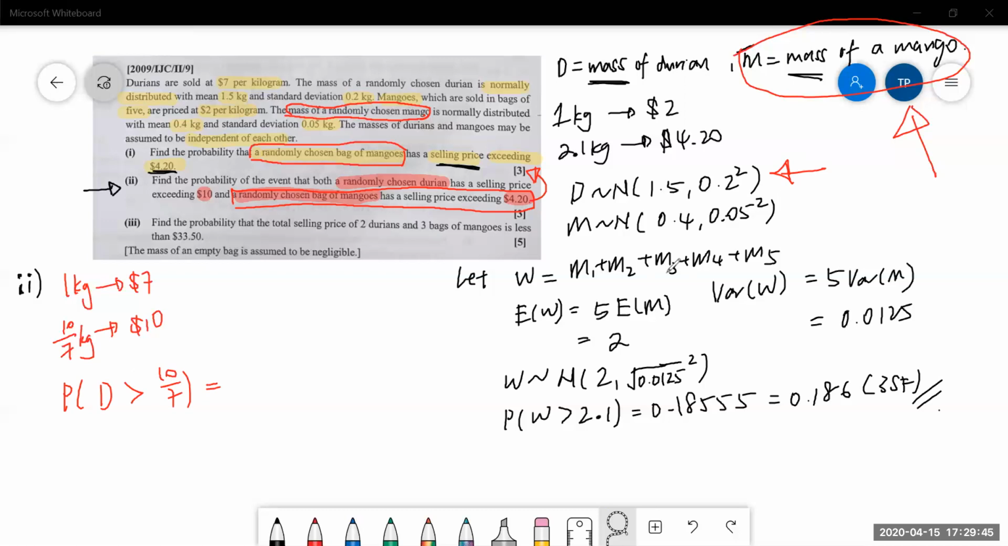0.63951. Hello. What's the answer? 0.63951.